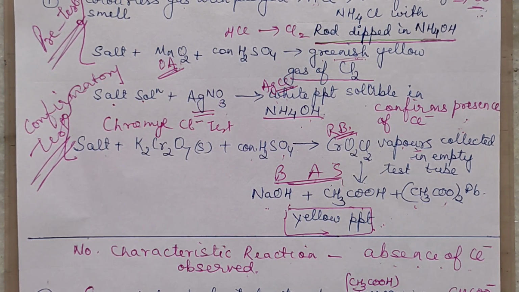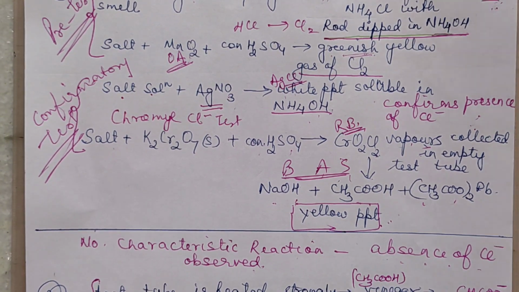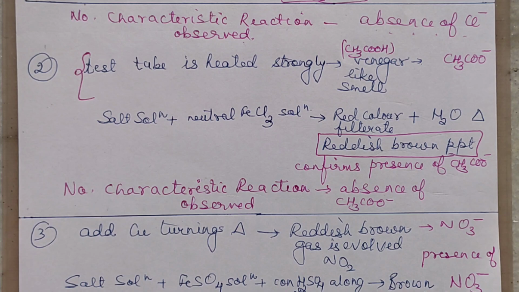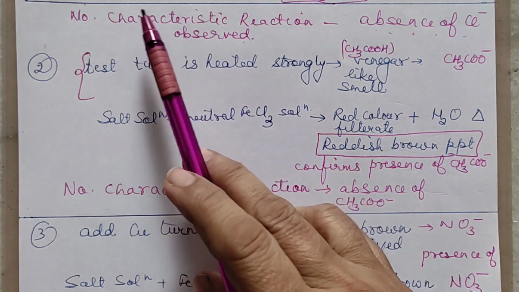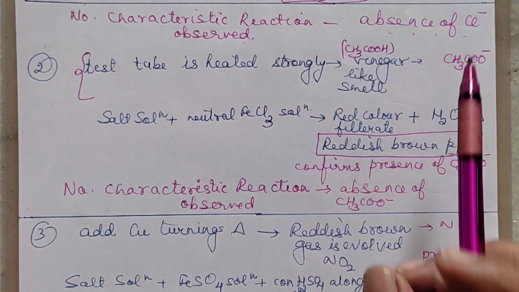Then you will say that chloride is absent. You have to search for another ion which can be present. What can be the other ion? The other ion can be acetate. So you will write: with salt and concentrated sulfuric acid, no reaction observed, absence of chloride.